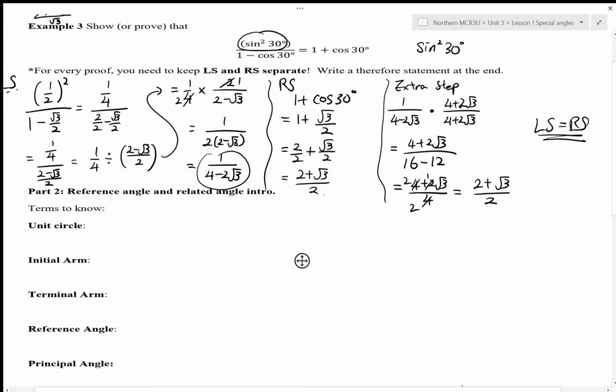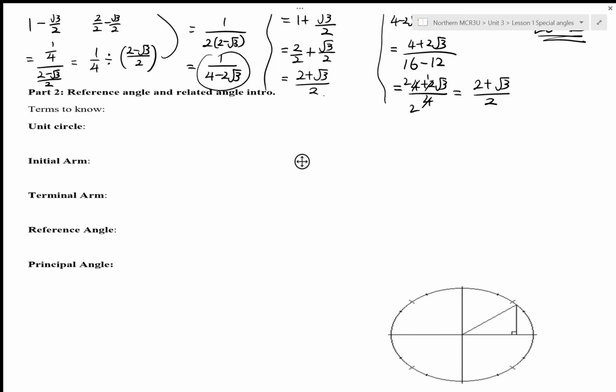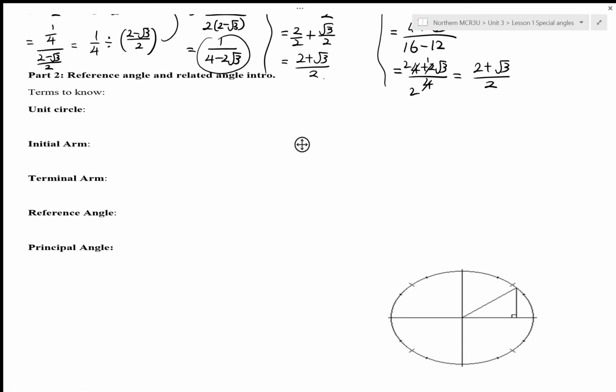Hello. So this is part two of Unit 3, Lesson 1. Now, you've never seen this before. I actually want you to investigate this on your own, but I am away on Thursday. So here are some definitions that you need to know, and the reason why we're doing this is because now we're going to deal with an angle that is greater than 90 degrees, possibly greater than 180, 270, 360, and on and on and on.